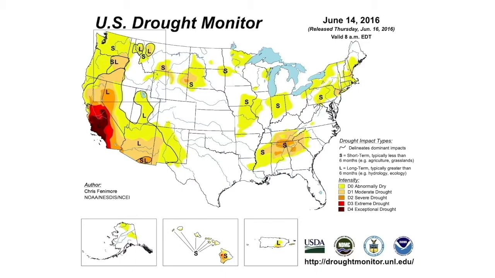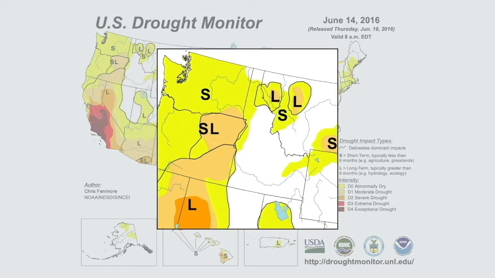Notice that on this map, some locations in the US contain both an S and an L. This depiction typically represents areas that are experiencing or haven't recovered from long term drought and are also experiencing short term impacts due to seasonal shortages in precipitation.